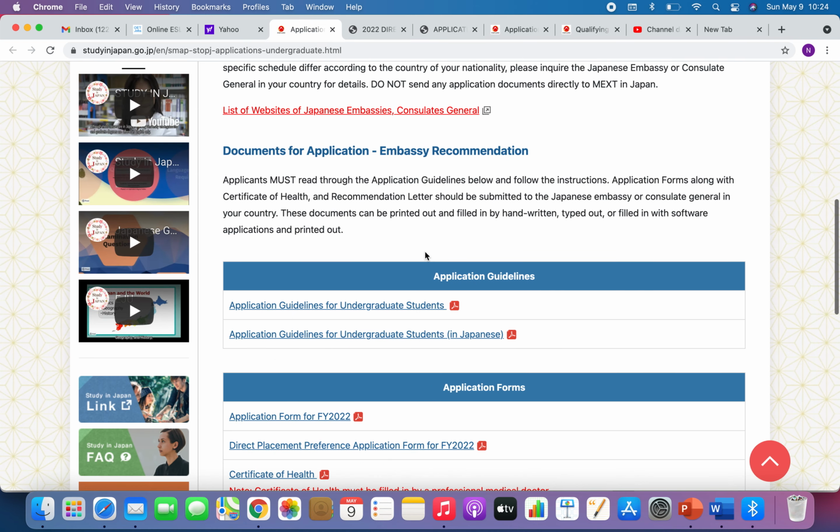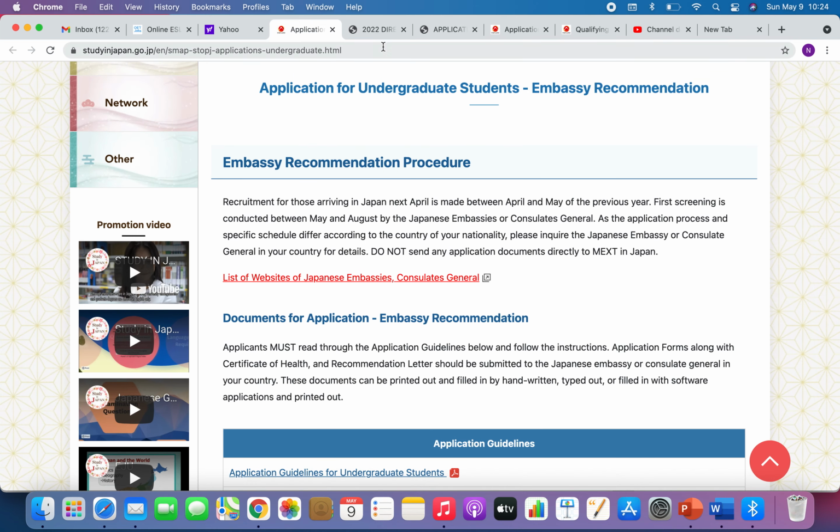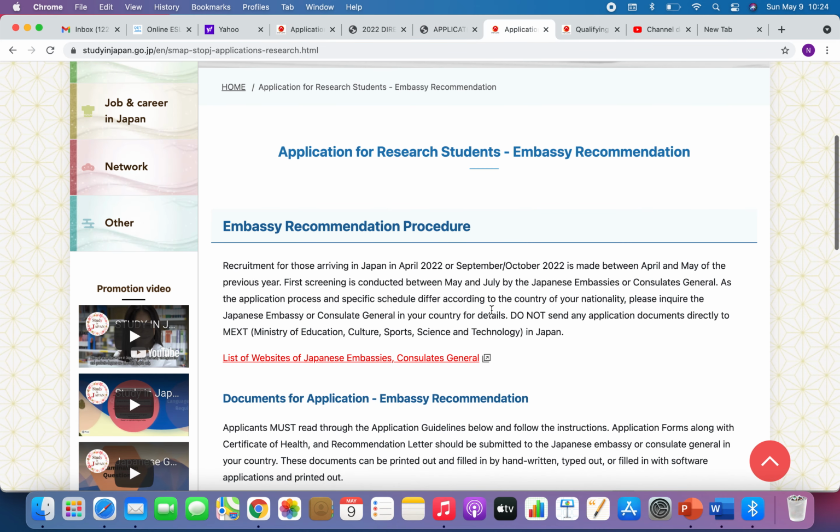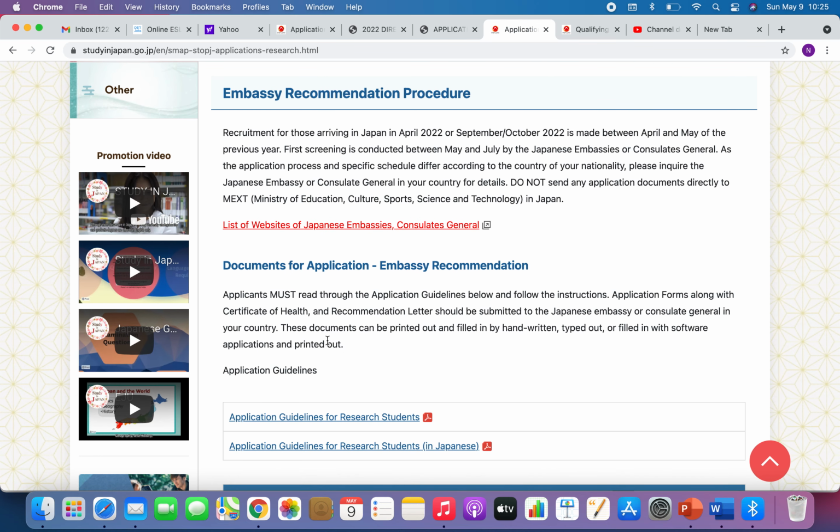Okay, now let's move to the graduate side. For graduates, it's the same thing. You should not send any documents to the Ministry of Education, Culture, Sports, Science, and Technology in Japan, but rather send them to your embassy or your consulate. This is the list of the consulates or embassies. Documents can be printed out and filled in by hand, typed out, or filled in with software.